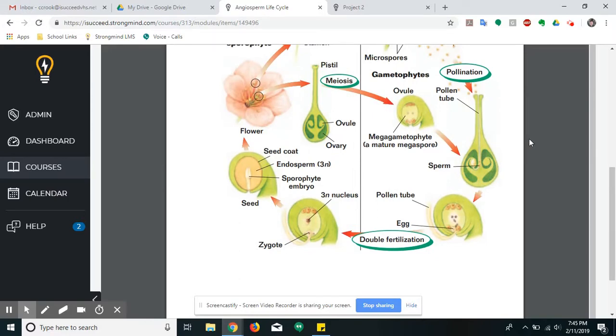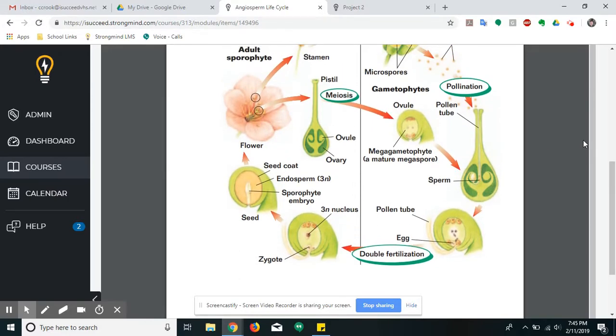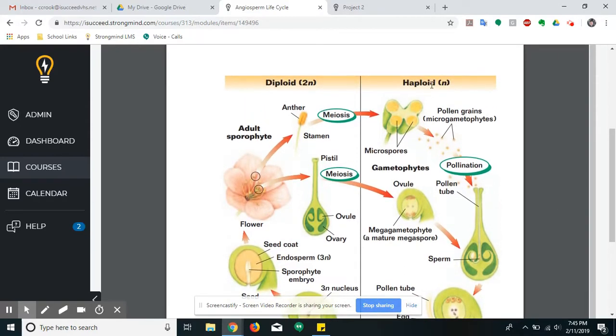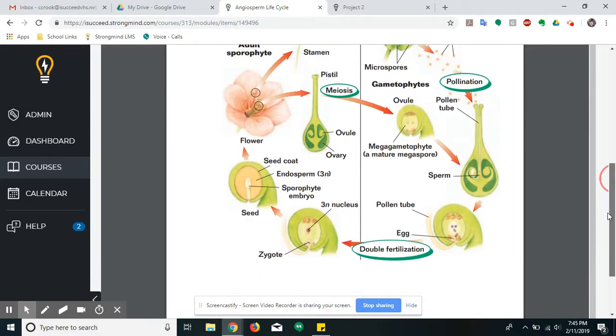But question number 1 asked what are the haploid forms of a plant. So if you look at here, here's your haploid phase. So you have your pollen grains. The ovule would also be haploid. Okay. And those would probably be the 2 things I'd look for there.